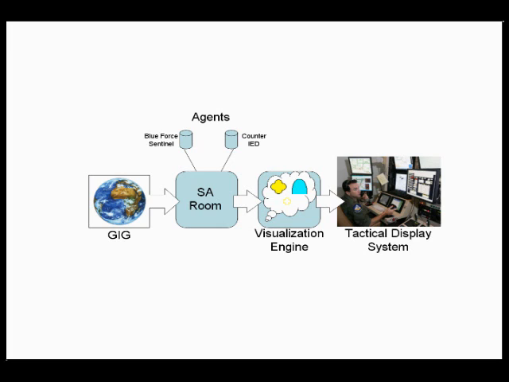The ARID system, as demonstrated today, is a collection of two agents that feed the visualization engine. The two agents are the Blue Force Sentinel, which watches friendly objects for approaching hostile tracks, and the Counter IED agent, which looks for stopped vehicles in major roads.